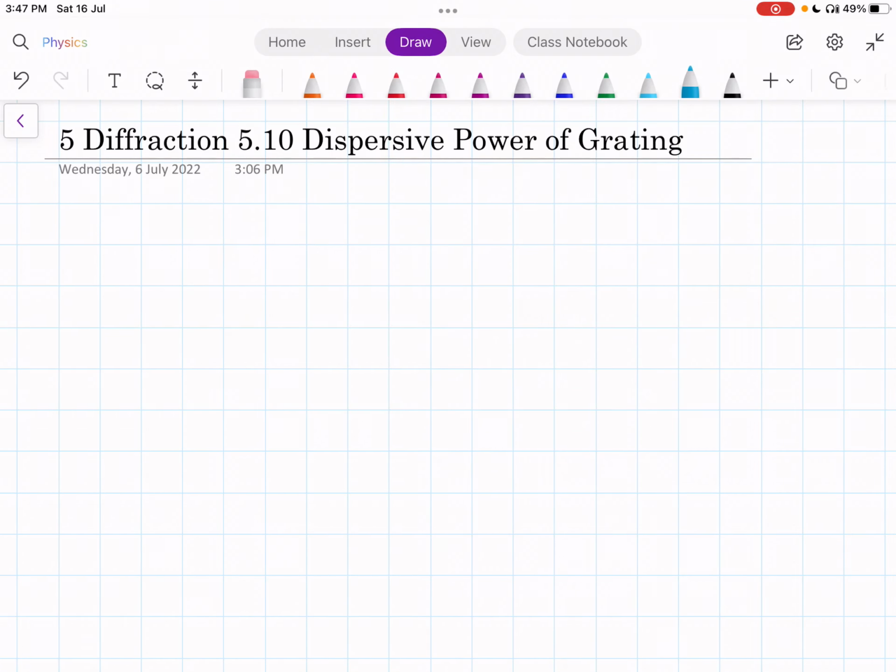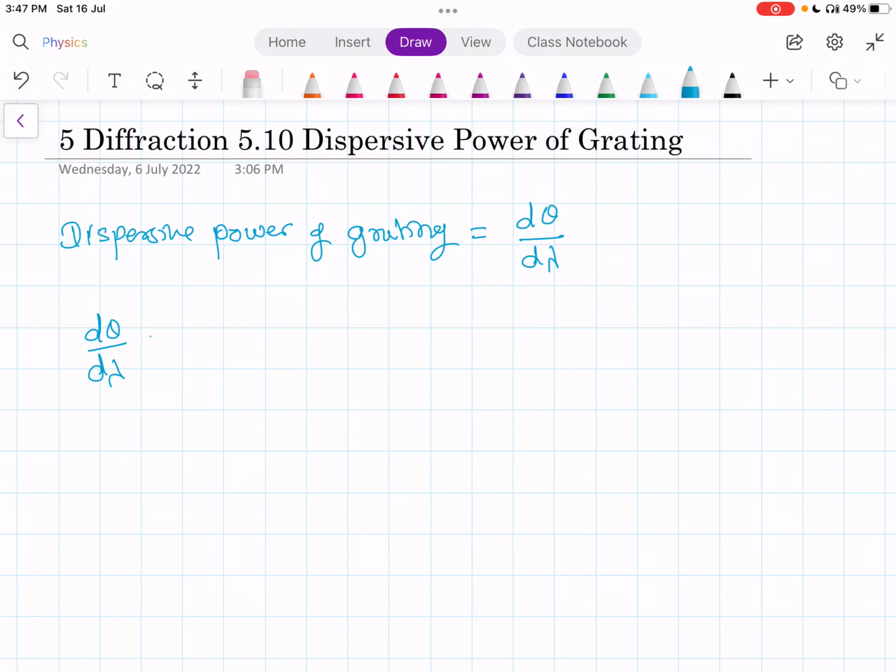Dispersive power of grating. Dispersive power of grating is equal to d theta by d lambda. And this d theta by d lambda is nothing but, d theta is the difference in diffraction angle between any two spectral lines.